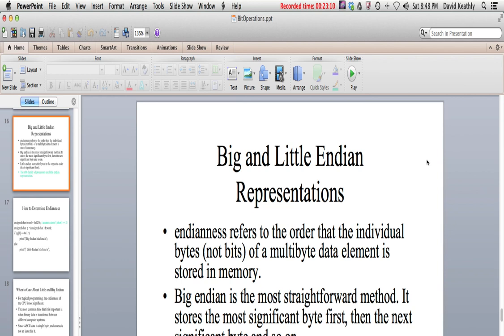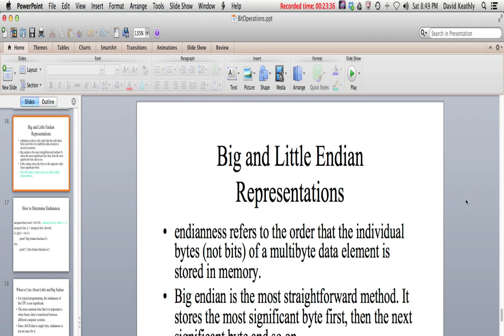So notice it's called Big and Little Endian, but Endian is not spelled with an I, it's an E. It has to do with the end. In other words, is the beginning byte the big end or the little end? So it has to do with the order of the bytes, not the bits, but the bytes themselves. So Big Endian is the most straightforward. That means the leftmost byte stores the largest part of the number, and then etc. on down to the last byte. That's kind of the left to right, the way we're used to reading.